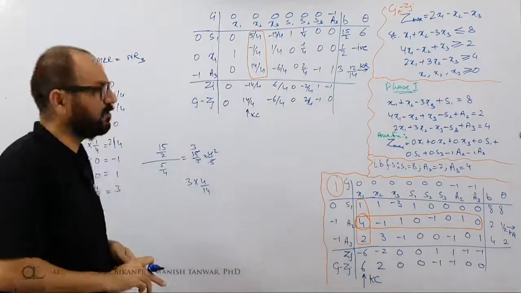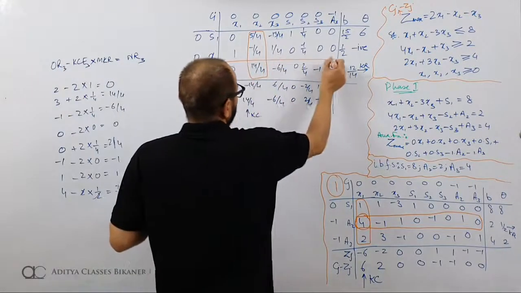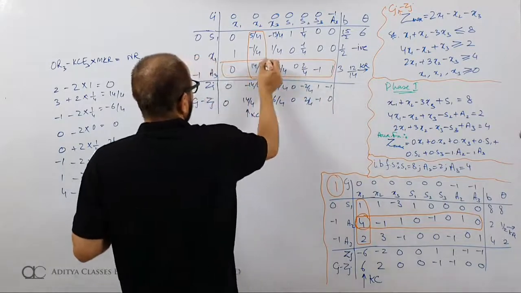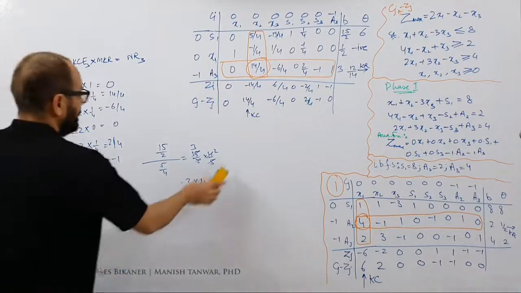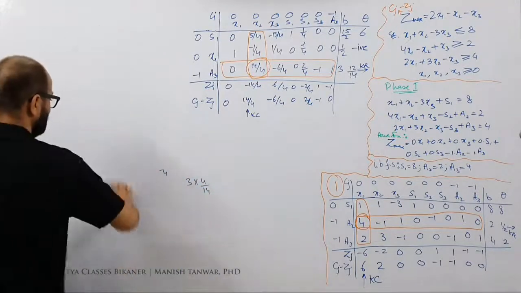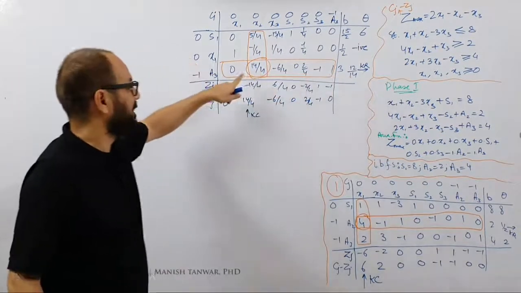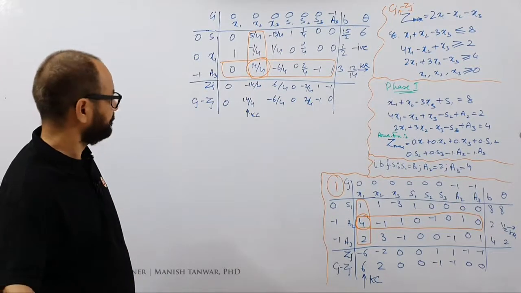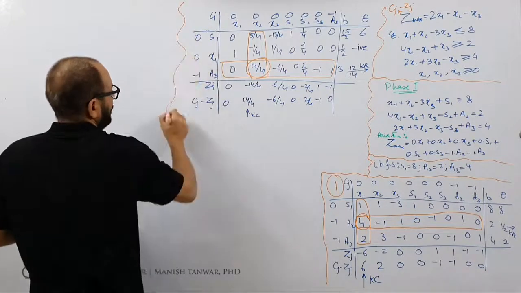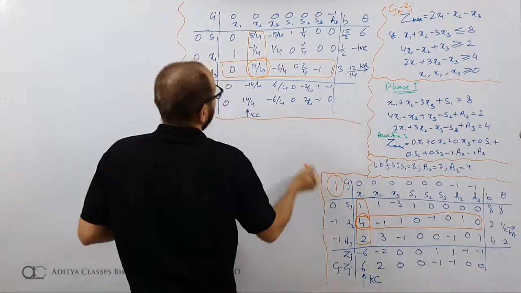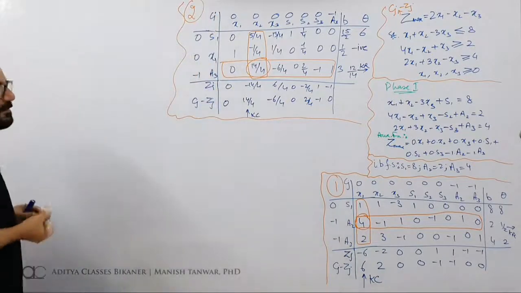So now I have my key row, I have my key column. The intersection of these two will give me my key element. This is my key element, and the key element will give me a start for my next matrix, because the complete key row will be divided by the key element. So this time I'll put that table here only. We have our first table, we have our second table. Let us say I'll put my third table over here.